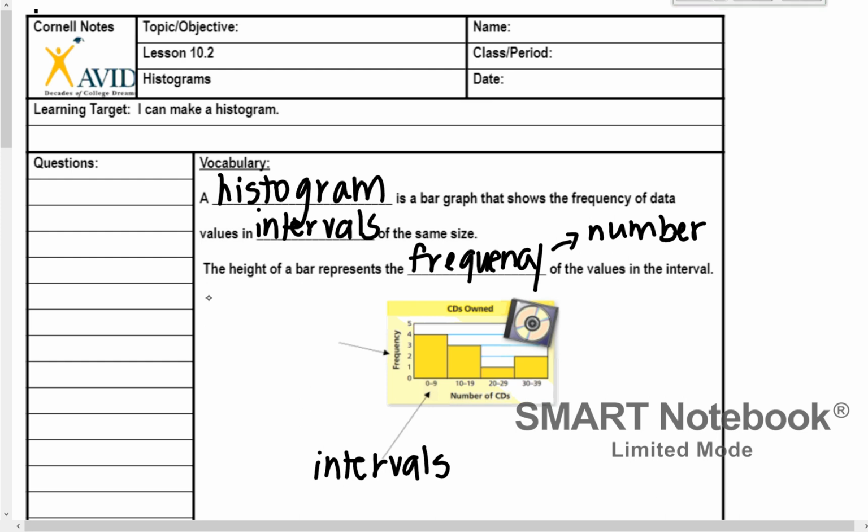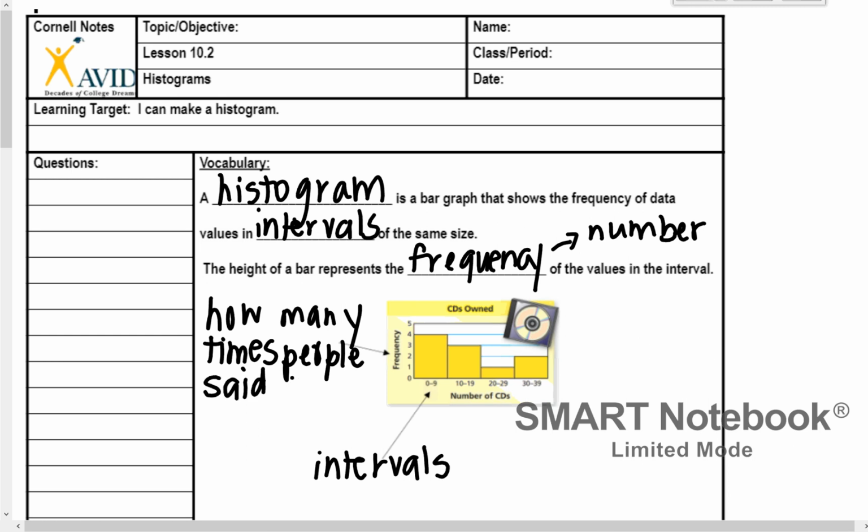Okay, so this tells us how many times people said that interval. And remember, they weren't asked, like, do you have 0 to 9 CDs? They were asked, how many CDs do you own? And their answer just fell within 0 to 9. So, like, they said 0, or they said 9, or they said 2, or they said 4.